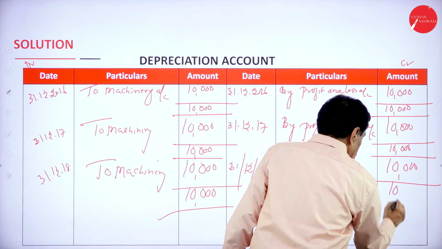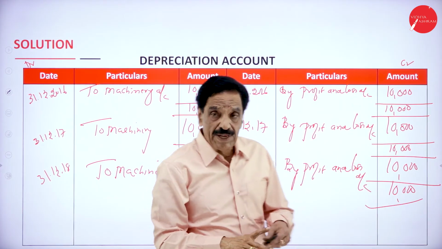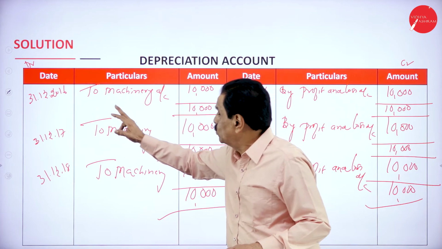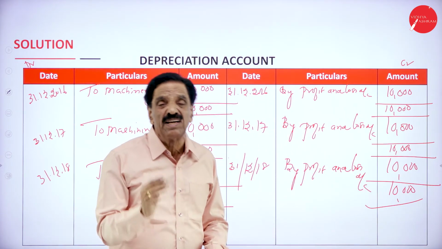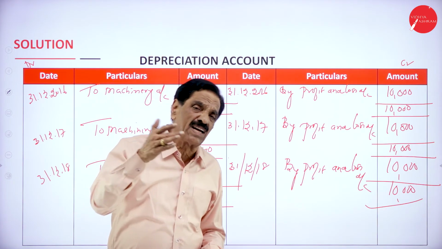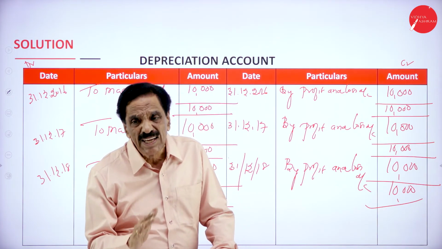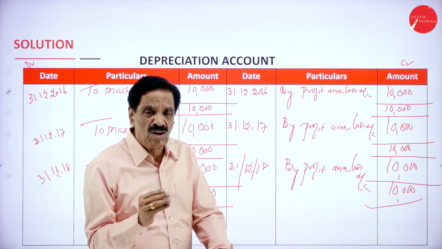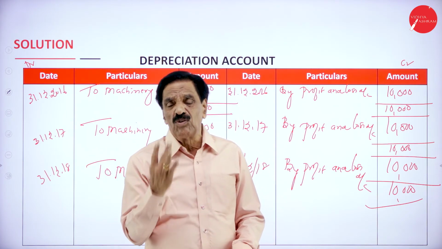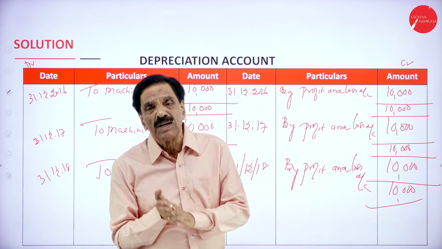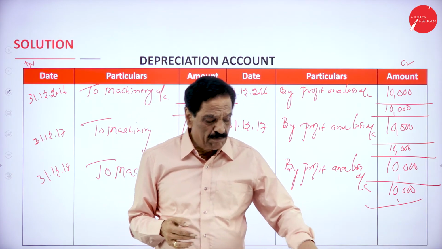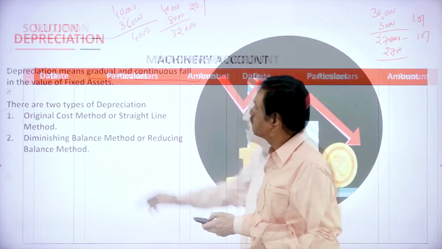So we'll explain once again. To machinery 10,000, transfer to P&L account 10,000 first year, second year also 10,000, third year also 10,000. So depreciation remains constant. So we have solved two. I have shown every problem; I have shown four problems. All the problems are one and the same. So what is depreciation? We'll come back. I will explain once again.